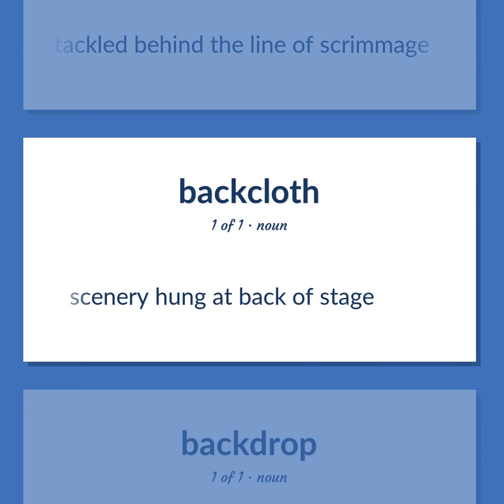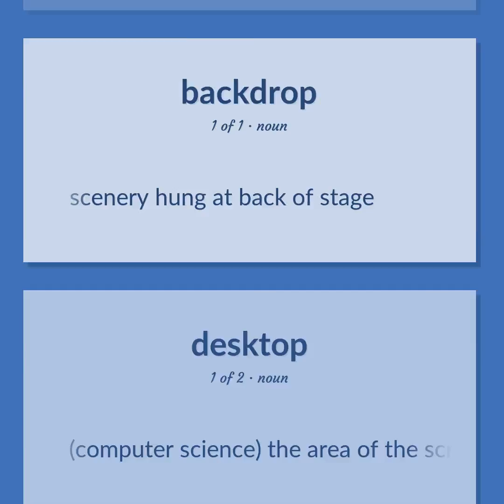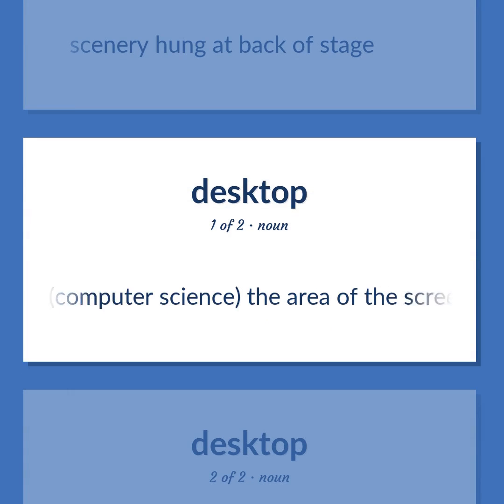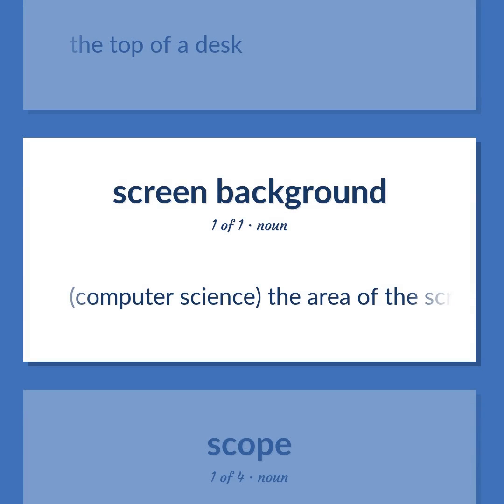Scenery hung at back of stage. Computer science, the area of the screen in graphical user interfaces against which icons and windows appear. The top of a desk. Computer science, the area of the screen in graphical user interfaces against which icons and windows appear.